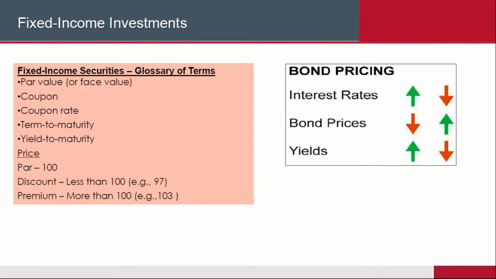Okay. Term to maturity is when the bond actually matures. So at the 10th year, let's say that the bond was a $10,000 10-year bond. So what you've got is a term to maturity of 10 years. Okay, so that's what you've got.